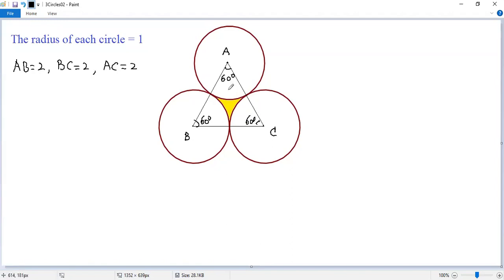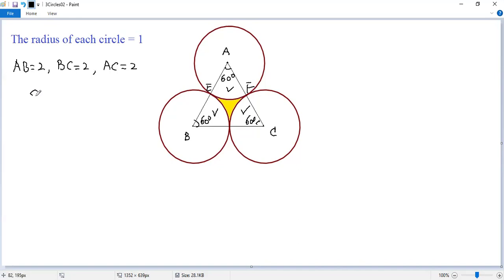That means the sector here and the sector here and the sector here are all congruent. They have the same area. So the area of the shaded region is equal to the area of the triangle ABC minus 3 times the area of one sector. So we denote that as A here.